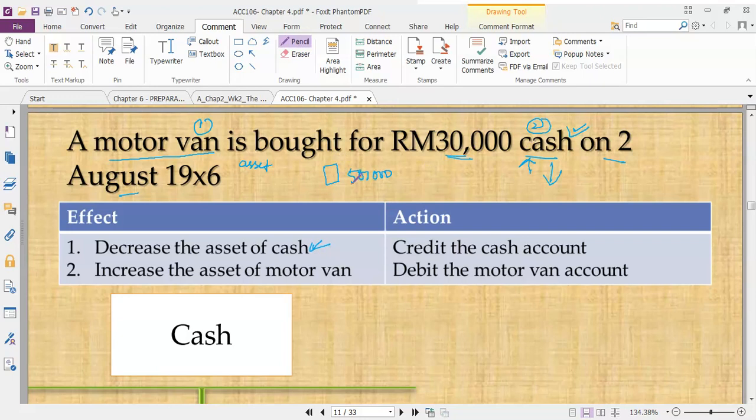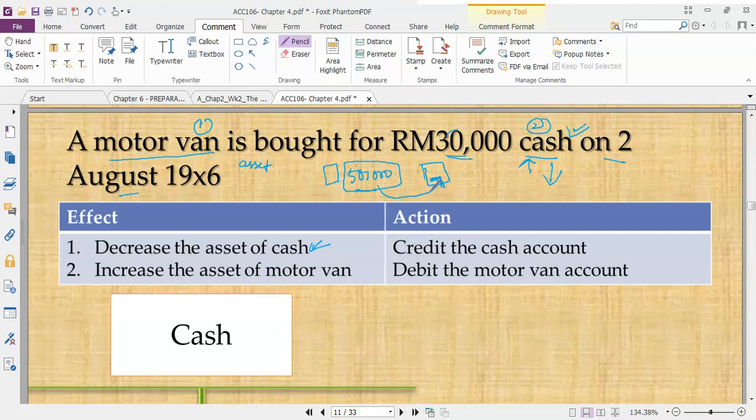Okay, inside your purse you have 50,000 and you have gone to the van shop to buy a van and bring it home. So how much do you have to pay? 30,000, right? So in your purse you have 50,000 and then you take out 30,000. Okay, you give it to the salesman. Right? You will get the motor van.